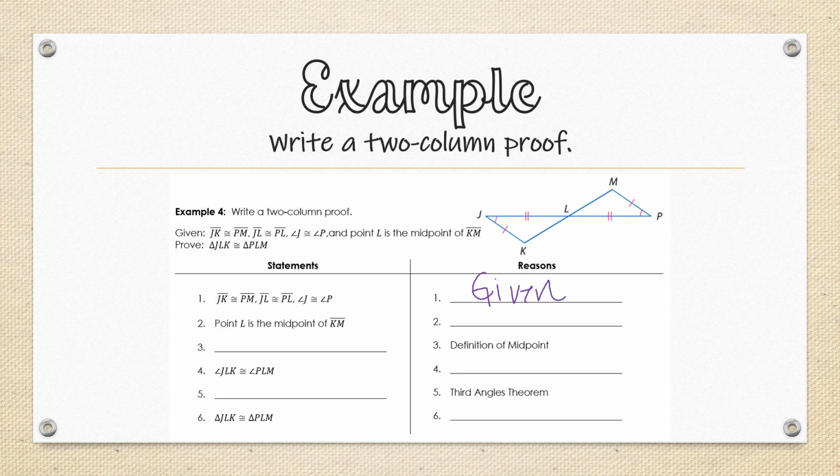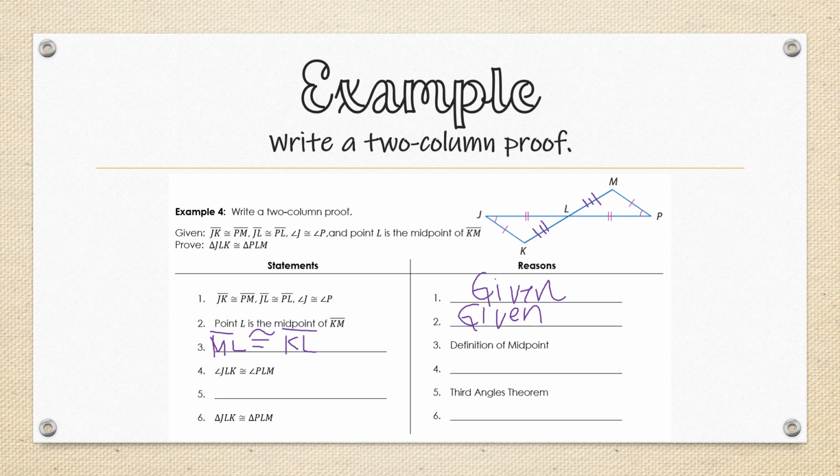All right, but they did also tell us that L is the midpoint of KM. And if L is the midpoint of KM, that means KM is cut in half. So what that would mean is that ML would be congruent to KL. So we are going to make that statement next. I forgot to write given here. So we just said ML is congruent to KL. So now I have shown that all three sides are congruent. So now I need to work on the angles.